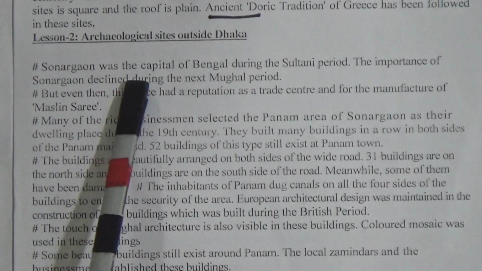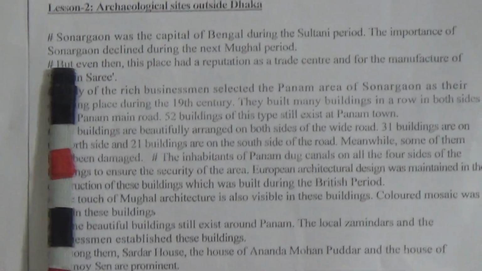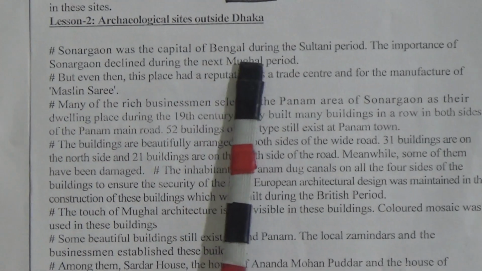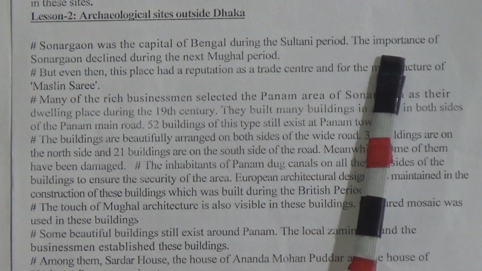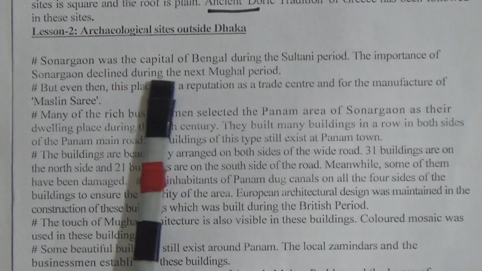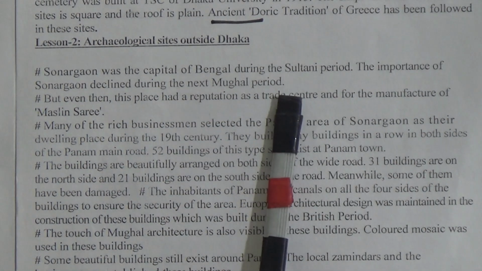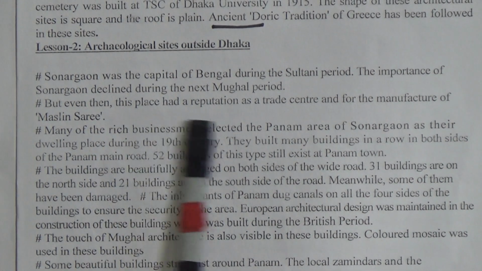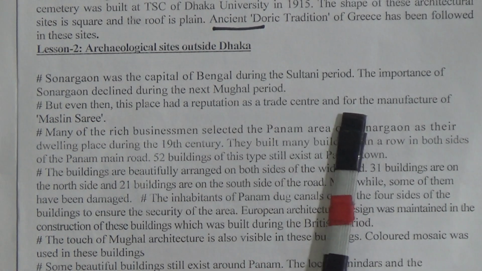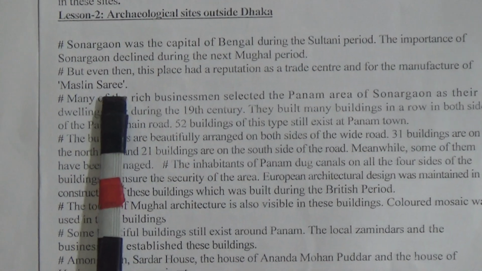So listen to archaeological sites outside Dhaka. Sonargaon was the capital of Bengal during the Sultani period. The importance of Sonargaon declined during the next Mughal period. But even then, this place had a reputation as a trade center and for the manufacture of Muslin sari.